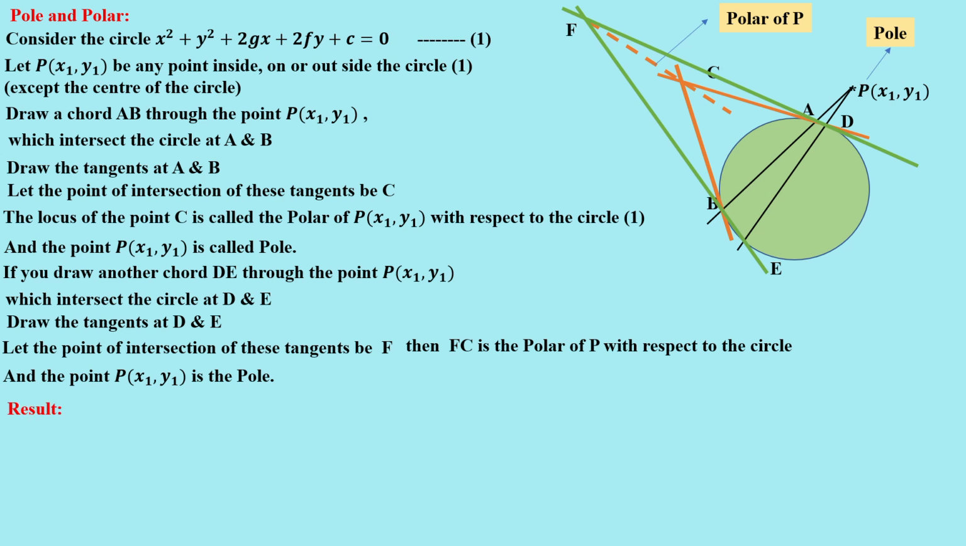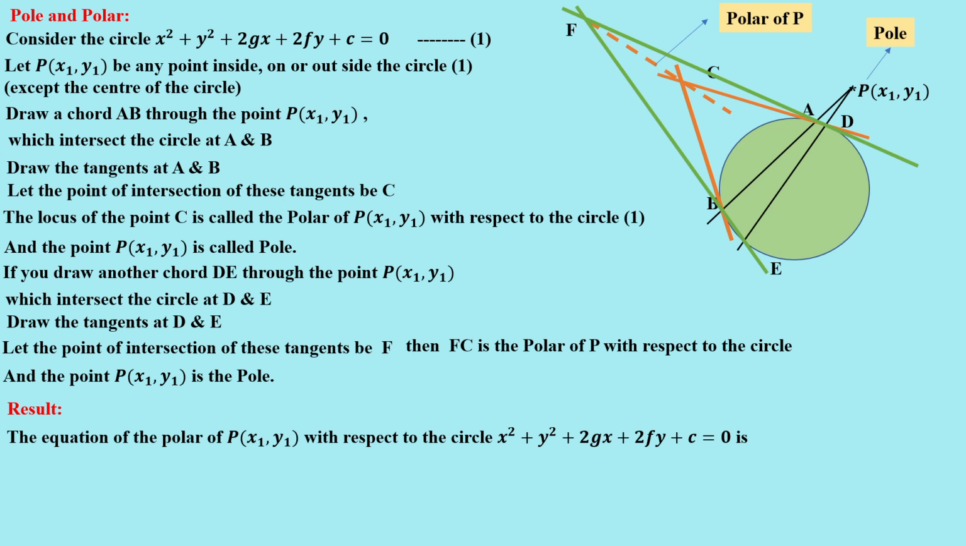From any point, outside, on or inside, you can draw so many chords to the circle. Each cuts the circle at 2 points, and from those 2 points you can draw 2 tangents. The locus of the point of intersection of those tangents is called the polar of that particular point P(x1, y1), and that point P is called the pole.